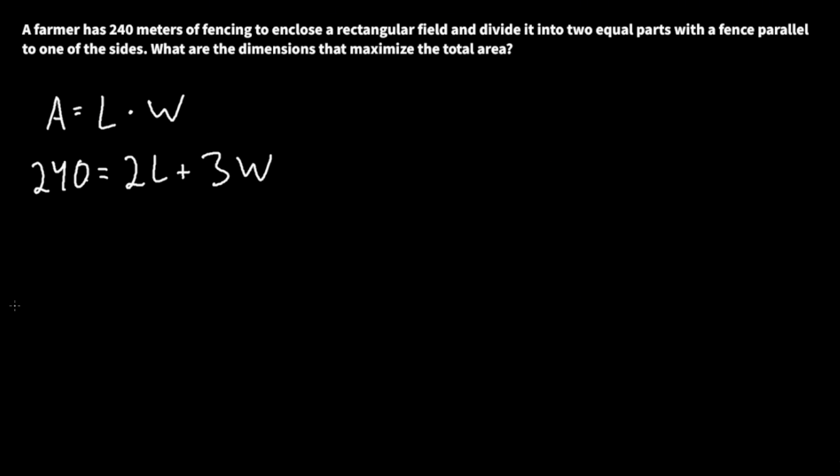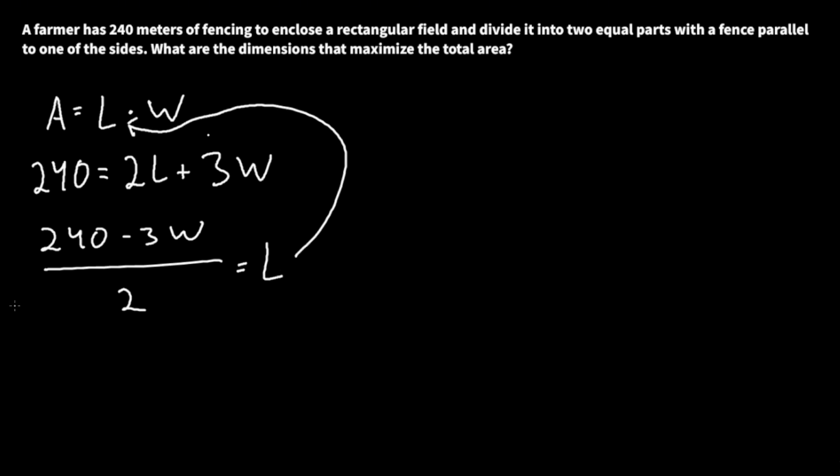But first things first, how to use this? Well, we need to isolate some variable. Isolate W or L, doesn't matter. I'm just going to choose L for this example. So when we isolate L, you get 240 minus 3W over 2, and this is equal to L. Therefore, we can replace this into this area function.